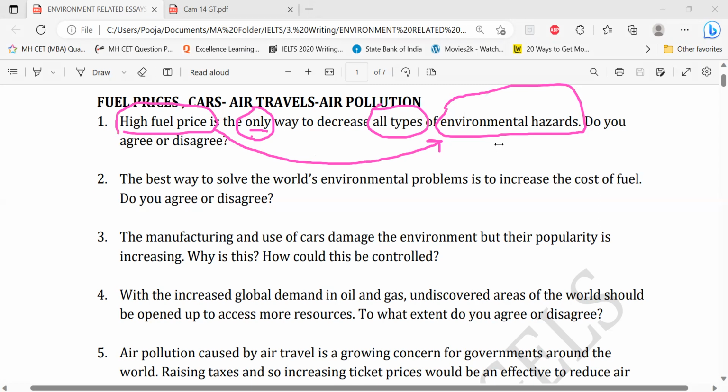Scarcity of water. Water? Sorry. Water? Air pollution. High fuel price, na? Air pollution, yeah. Air pollution is possible.